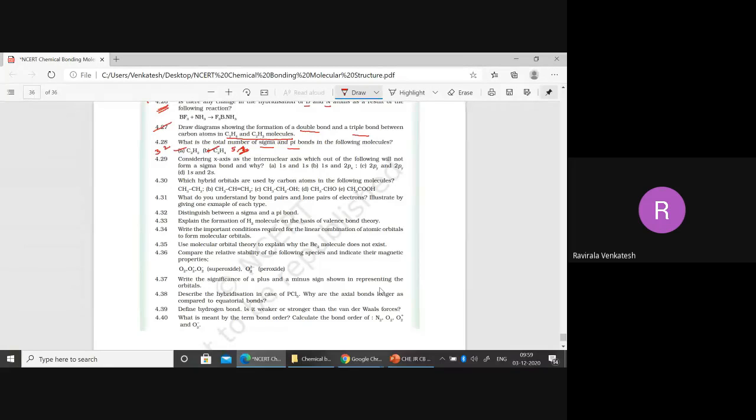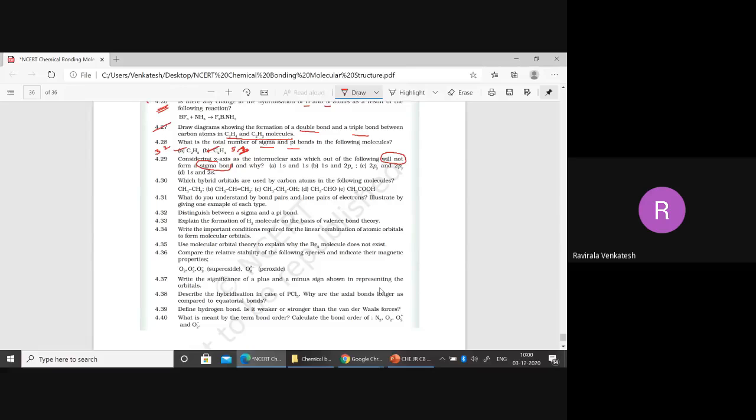The following will not form sigma bond: 1s, 1s; 1s, 2px; 2py, 2py; 1s, 2s here. See, for overlapping, they should have similar energy, no? So what are they asking? Which will not form a sigma bond.